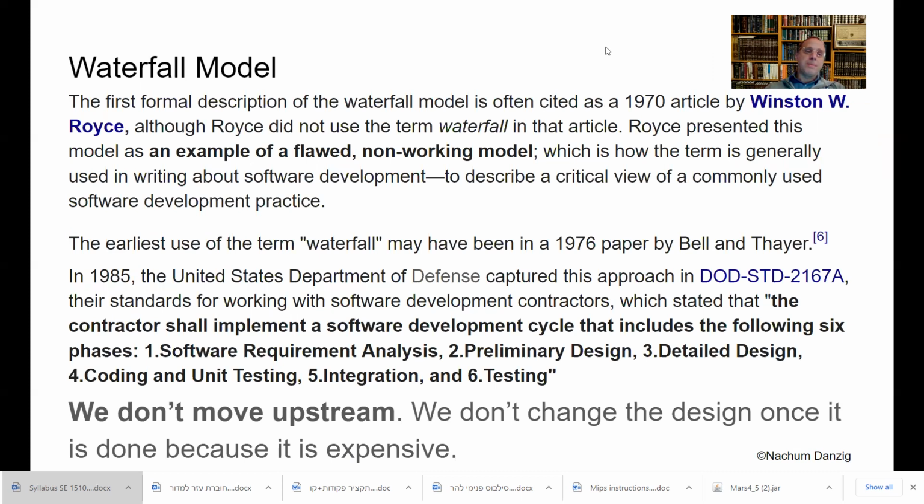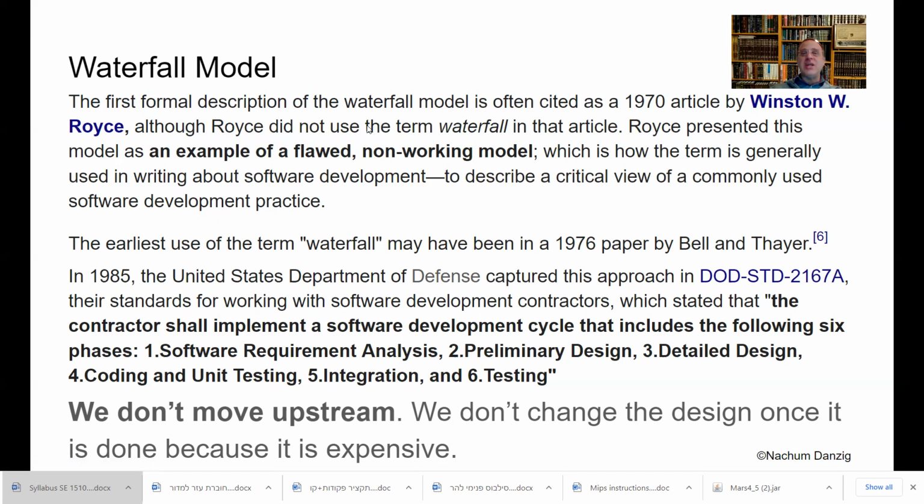I didn't write this. I think I took snippets from Wikipedia, because I didn't like the Hebrew definitions. So the first formal description of the waterfall model is often cited as a 1970 article by Winston W. Royce. Now, actually, it's funny, in the Hebrew, he wrote Jonathan Royce, but it's Winston Royce.